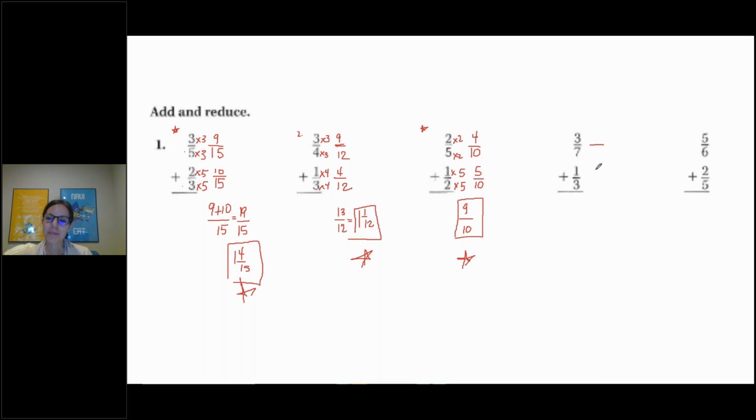What's this last numerator? 21. Yes. 9 over 21 and 7 over 21. 16 over 21. Yeah, because you can't reduce that. Yes, that's done.